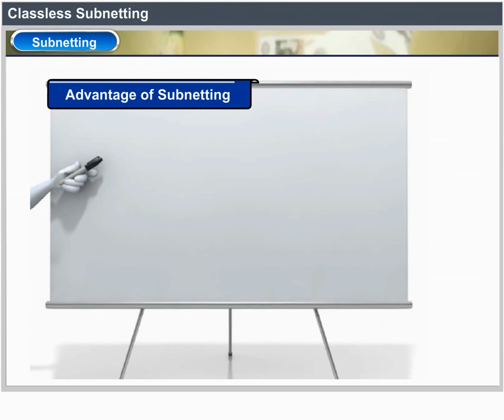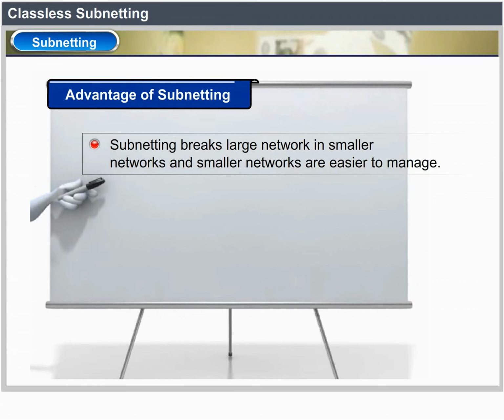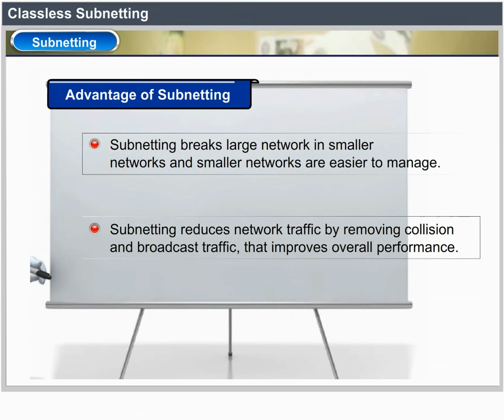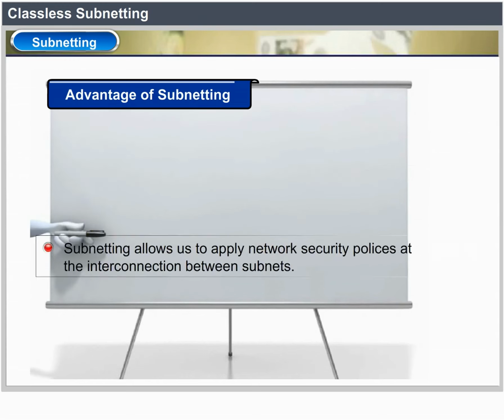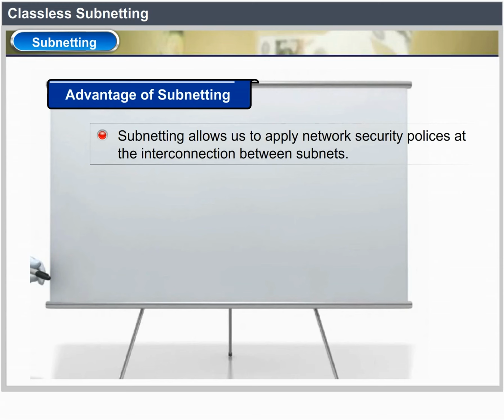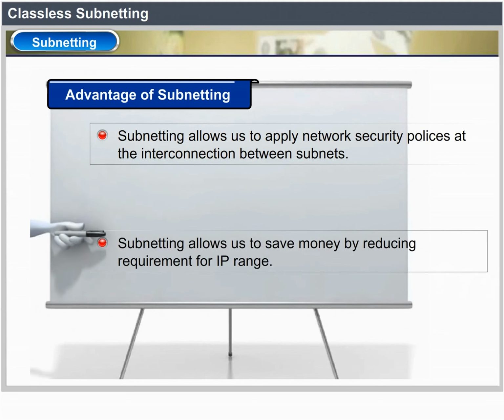Advantages of subnetting. Subnetting breaks large networks into smaller networks, and smaller networks are easier to manage. Subnetting reduces network traffic by removing collision and broadcast traffic, which overall improves performance. Subnetting allows you to apply network security policies at the interconnection between subnets. Subnetting allows you to save money by reducing the requirement for IP range.